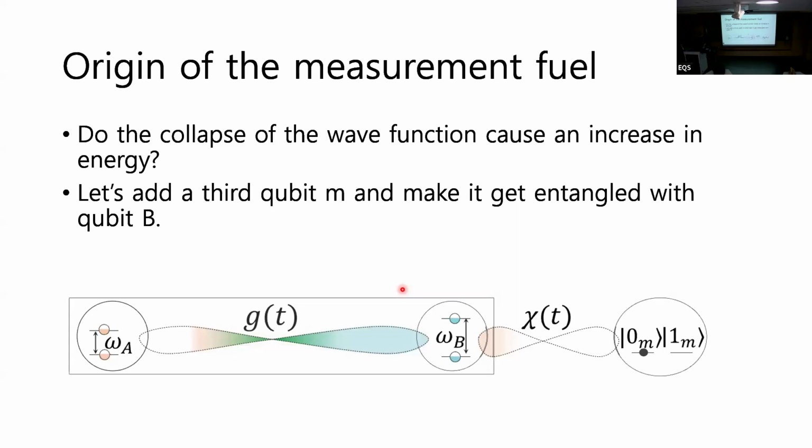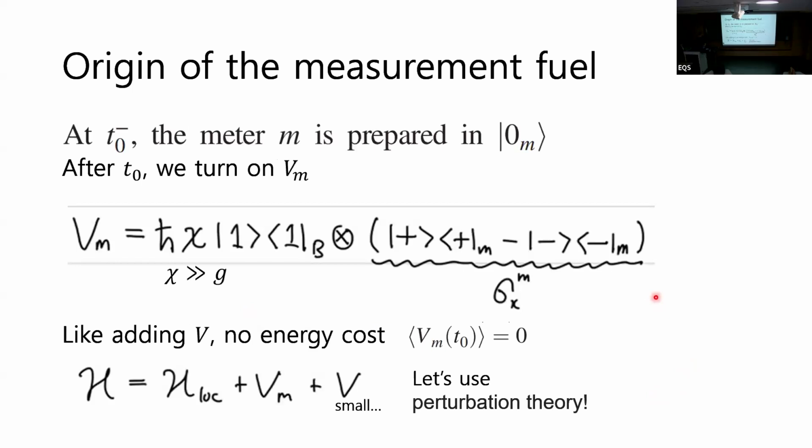No. To answer this, the authors introduced a third qubit M, which interacts with qubit B. M represents the measurement device. M is measurement, and I'll give you some details. Before T0, the meter M is prepared in the 0 state. Then, do you remember T0? It maximizes the probability of the 0-1 state. Then, after T0, we turn on VM, described below.